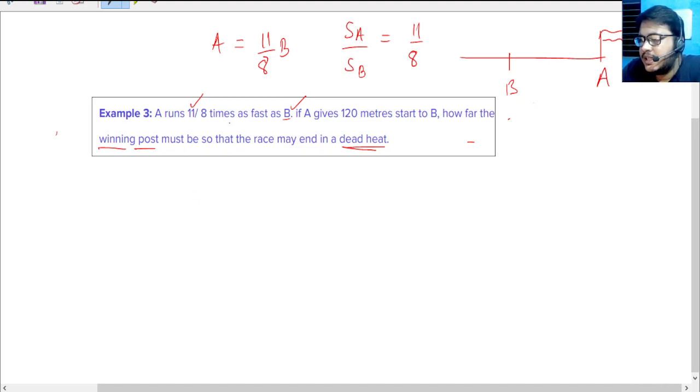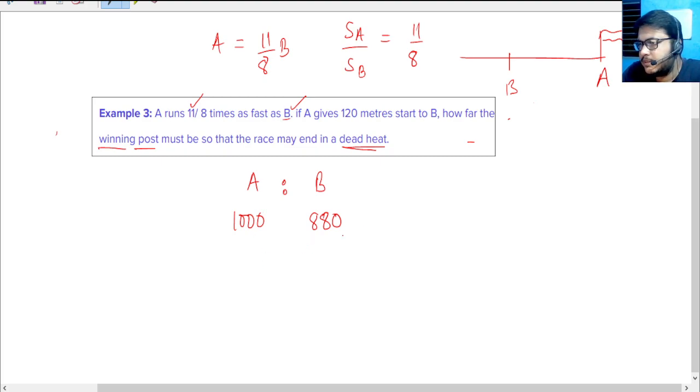Now if A gives B 120 meters start, which means A is running 1000 meters, B is running how much? This is going to be 880, right? 880. Okay, this is the distance. Now you have to tell me what after this. So the distance between A and B is still 120. How can I solve it?